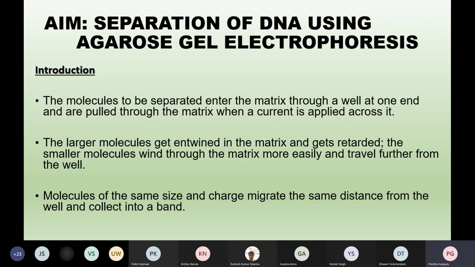Now there are different types of DNA of different fragment length. They go through the matrix or the gel and they are separated under the presence of current. How they are separated we will study in detail. Here I would like to add one point that the larger molecules move very slowly and travel a shorter distance, whereas the smaller fragments of DNA move faster and travel a longer distance. So the separation is based on the fragment length of the DNA.